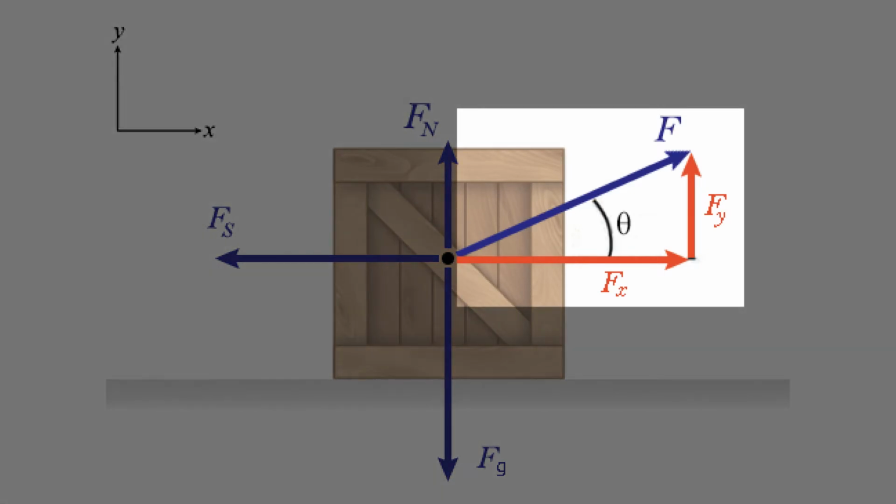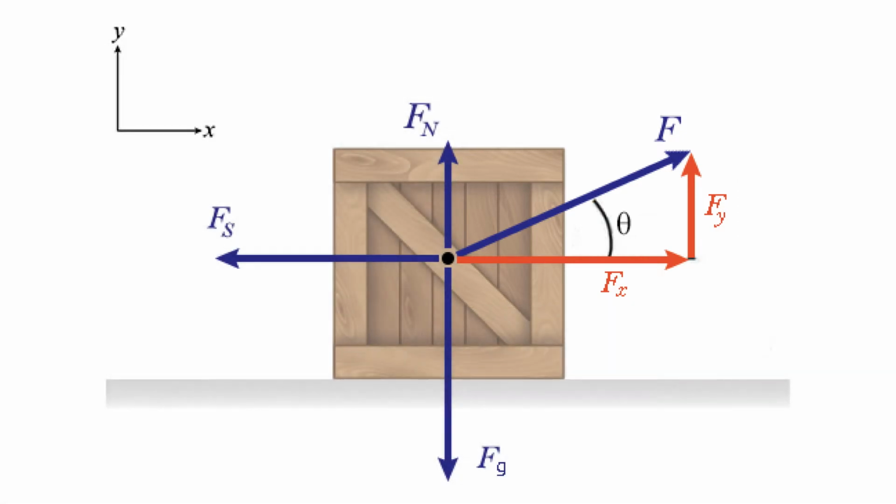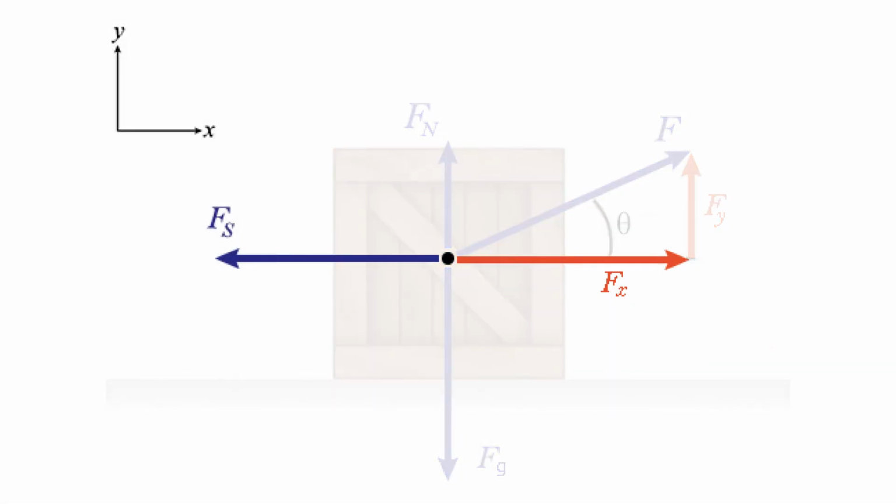Since the crate is not moving in the x direction, the forces applied should roughly cancel. These are the forces Fs and the x component of the force F. You can see how the x component of F and Fs are approximately the same length. If we added these vectors together, they would cancel each other out, roughly equaling 0.